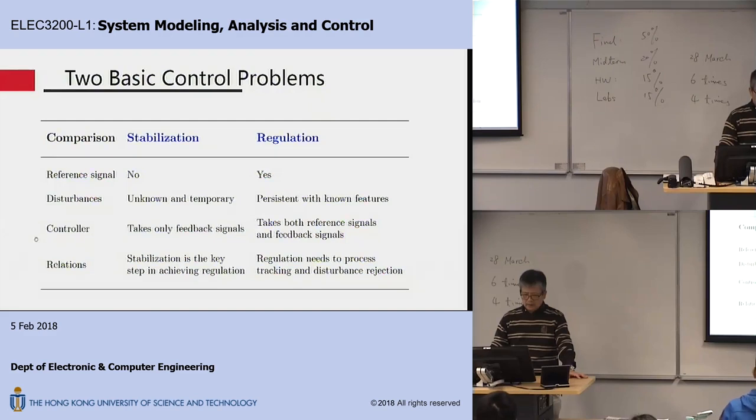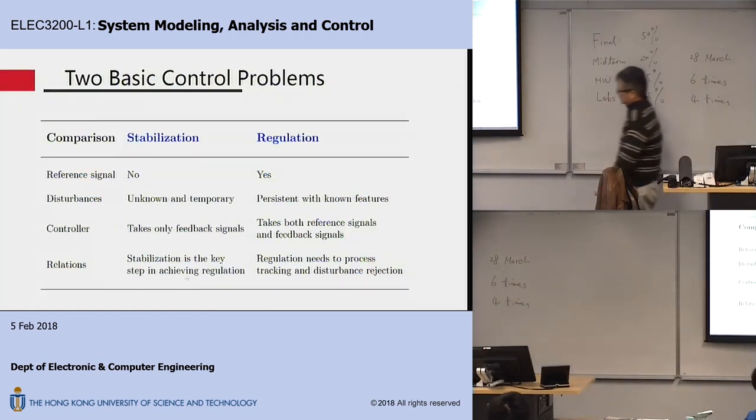The most important difference in the controller due to the presence of a reference signal is that in the first problem, the stabilization problem, the controller only takes the feedback signal. In the regulation problem, the controller takes both signals, the reference signal and the feedback signal. That's why this controller is called a 2 degree of freedom controller.